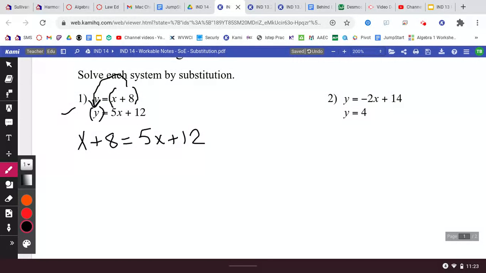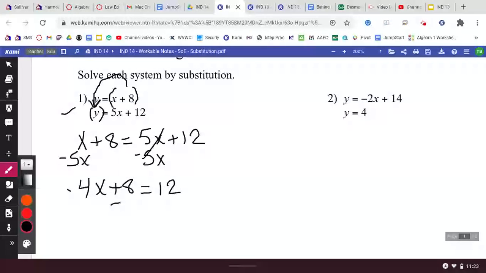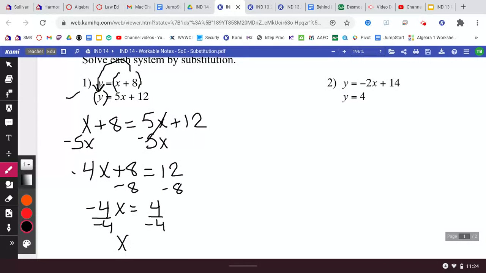Okay, I can. All I have to do is get all my x's on one side, all my numbers on the other. So I'll start out by subtracting 5x and subtracting 5x. And that gives me negative 4x plus 8 equals 12. And then I have to subtract 8 from both sides. And I get negative 4x equals, well, 12 minus 8 is 4. And then I divide by negative 4, and I divide by negative 4, and I get x equals negative 1.